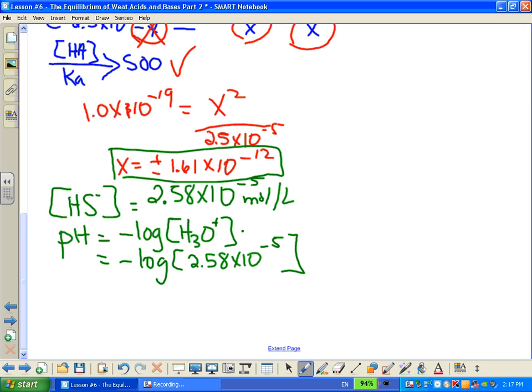If you do put it in your calculator, you take the negative log of 2.58 times 10 to the negative 5, you end up with a pH value of 4.59.